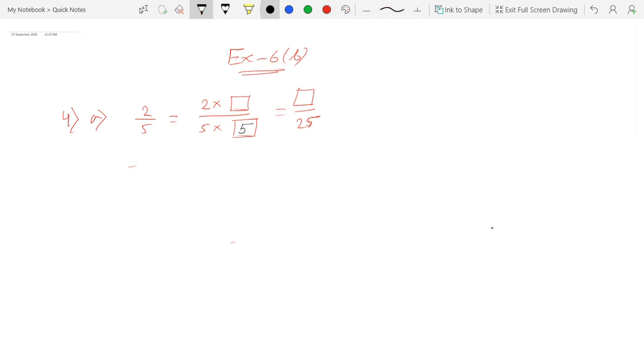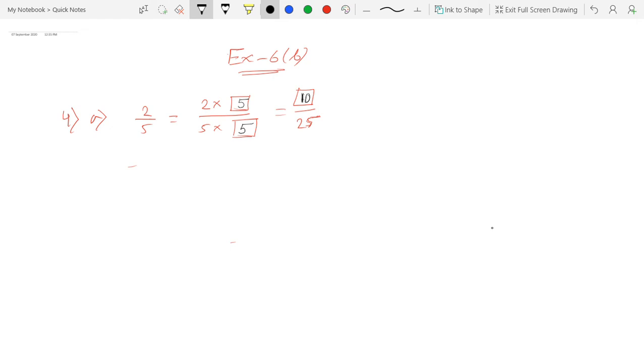Clear? These are all equal. That means these fractional numbers are all equivalent fractions. That means you have to multiply by the same number with the numerator also. We are multiplying 5 with the denominator, and you have to multiply the same number, that means 5, with the numerator also. So if you multiply 5 with the numerator, you will get 10. Yes, that means the blank space will be filled with 10. 10 by 25 is the equivalent fraction of 2 by 5.